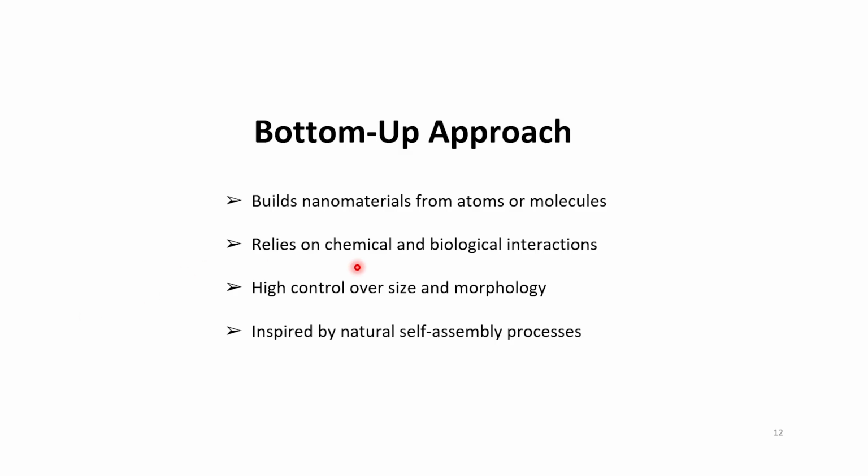So this relies mostly on chemical and biological interactions. So how do you combine something smaller into bigger? You use chemical and biological interactions to do that. Some bonds will be formed or some interactions will be made so that these smaller materials come together to form a particular nanoscale size material. So here there is high control over size and morphology. Whatever size you want to create, you can choose that, and morphology also you can control.